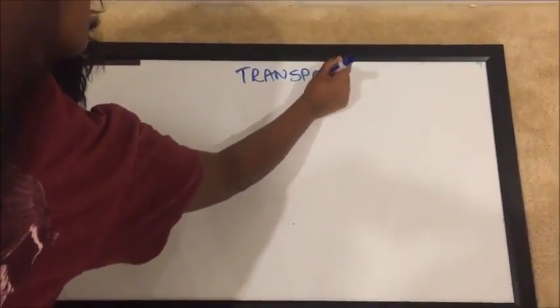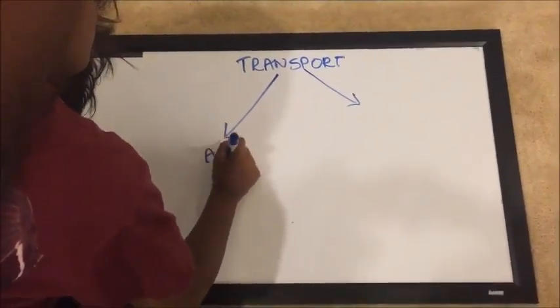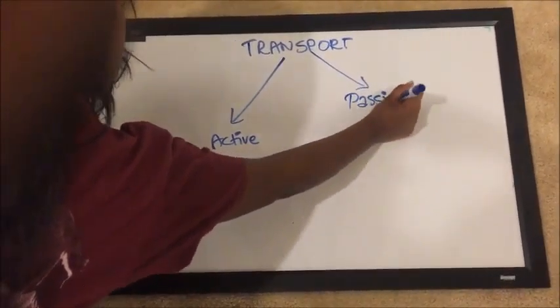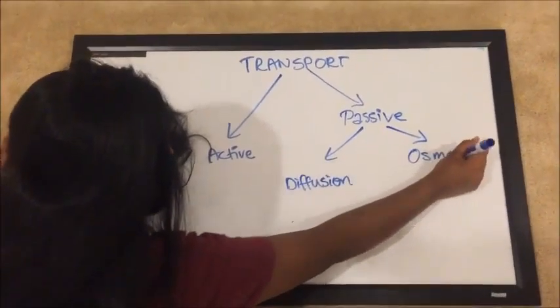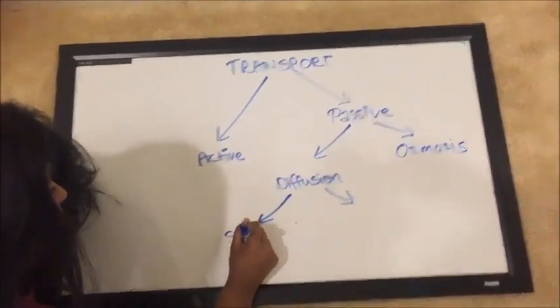There are two types of transport, active and passive. There are two examples of passive transport, diffusion and osmosis. And finally, there are two types of diffusion, simple and facilitated.